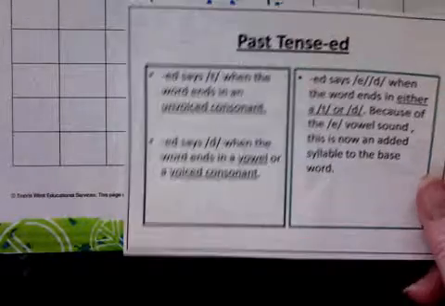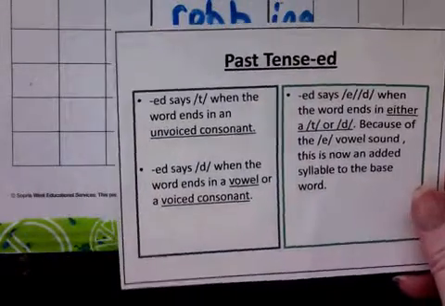All right, so that is your list for The Man Who Named the Clouds. You learned quite a few things about when to double and when not to double. You also learned about voiced and unvoiced endings of the word and what the ed is going to say when that happens.